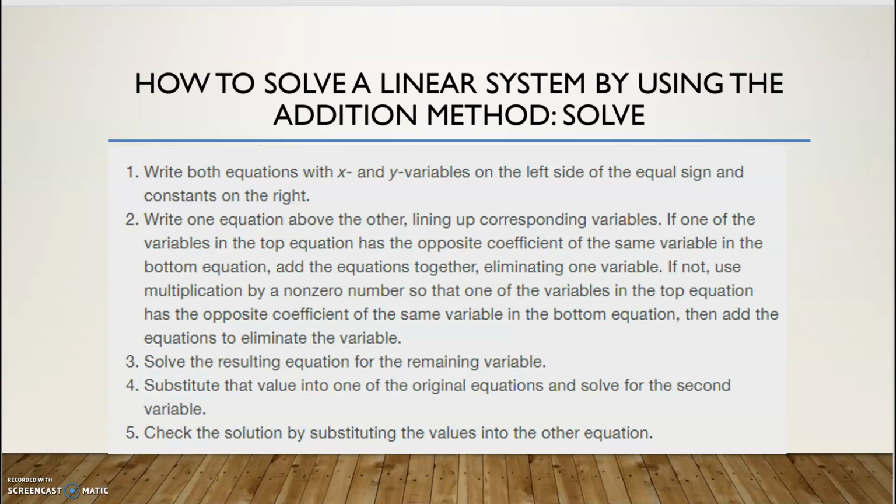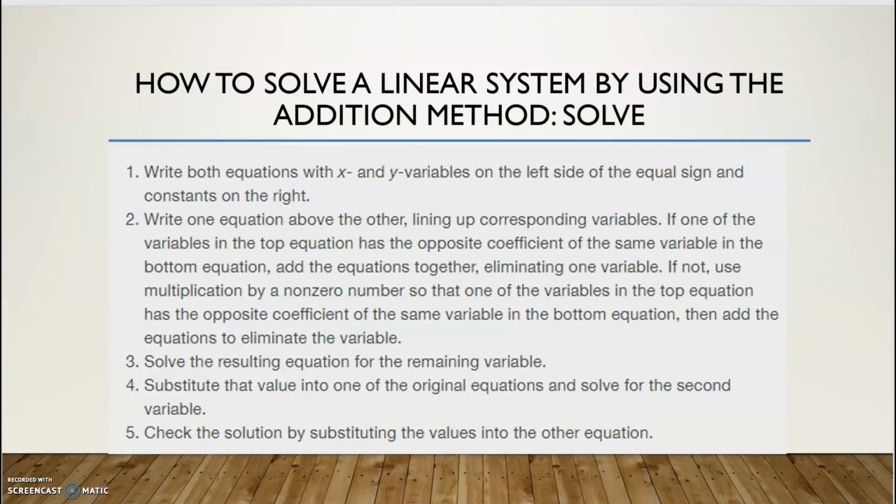So write one equation above the other, lining up corresponding variables. If one of the variables in the top equation has the opposite coefficient of the same variable in the bottom equation, add the equations together, eliminating one variable. So we're trying to eliminate either the x values or the y values. Depending on the question, I'll show you which one's easier to do. If not, use multiplication by a non-zero number so that one of the variables in the top equation has the opposite coefficient of the same variable in the bottom equation. So you would want to get, say we're trying to get rid of the x values.